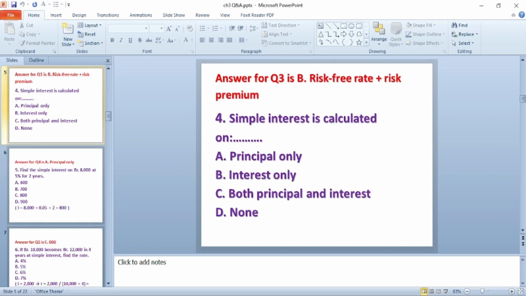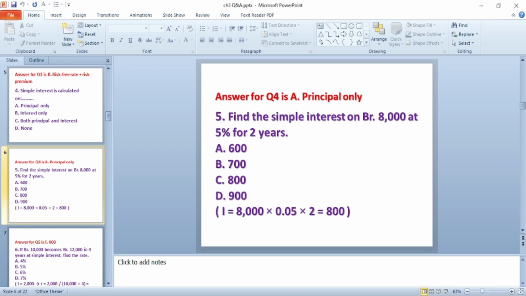Question number 4. Simple interest is calculated on dash. A. Principal only. B. Interest only. C. Both principal and interest. D. None. The answer for this question is A. Principal only.